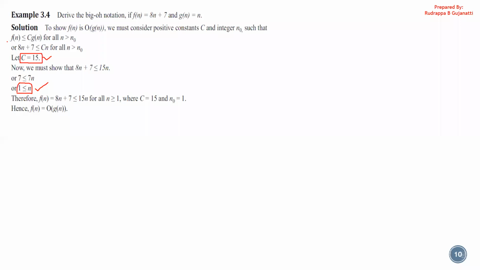So we have the condition that f of n satisfies this condition when n is greater equal to n naught. So what is this specifying? N naught equal to 1 satisfies the condition. So this is how we obtain the BigOh notation representation. In this case, f of n will be the BigOh notation of the function g of n. So this is what is happening in this case.